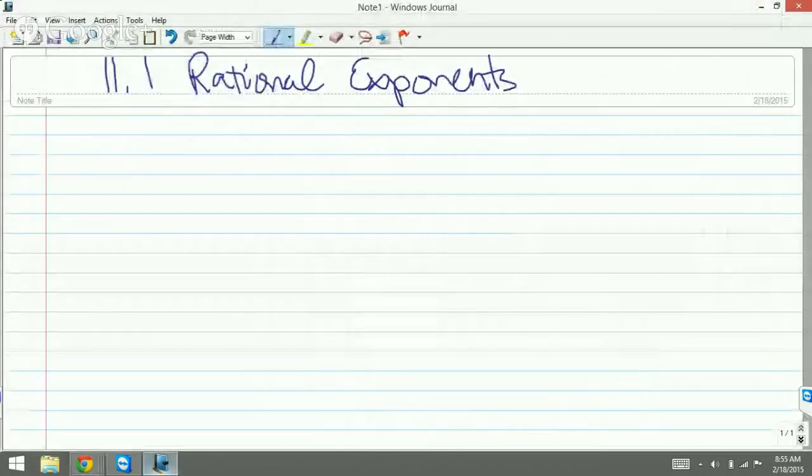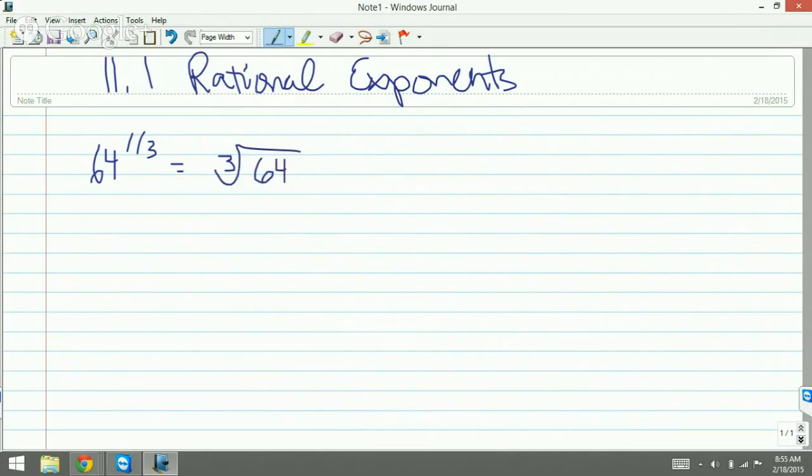All right, so rational exponents. If I wrote something up like 64 to the 1/3 power, what does that mean? That's equivalent to the cube root of 64.